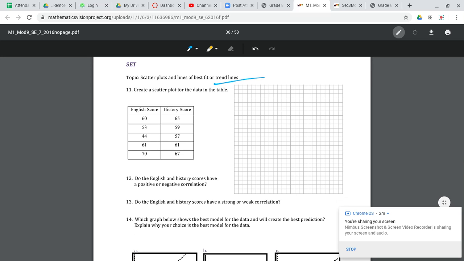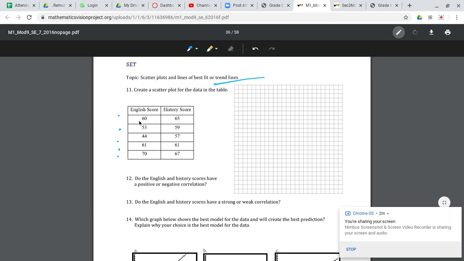All right, our next section is looking at scatter plots and lines of best fit or trend lines, and trend lines is your key word for this lesson. Now, we have a table here. This is giving us a set of data. So you're going to have 5 points on your scatter plot, only 5.